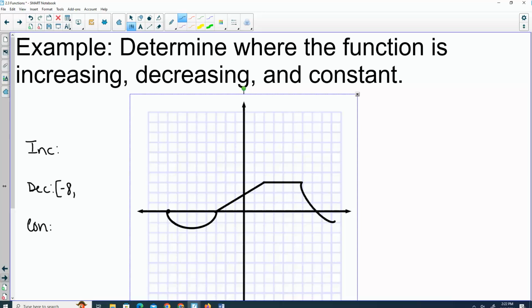Technically, it doesn't matter if you use a parenthesis or a bracket on the increasing, decreasing. A lot of times, some books use the brackets for closed circles, some always do open because it's at a point where you're not going up or down, you're just there. So it really doesn't matter at all. So if I start at negative 8, when do we stop decreasing?